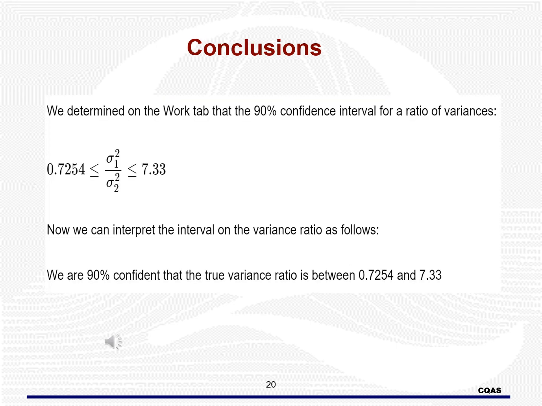We interpret the confidence interval as follows. We are 90% confident that the true variance ratio is somewhere between 0.7254 pounds and 7.33 pounds.